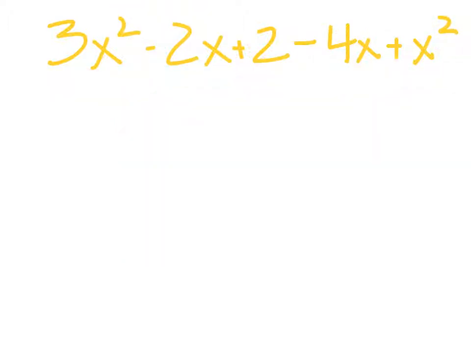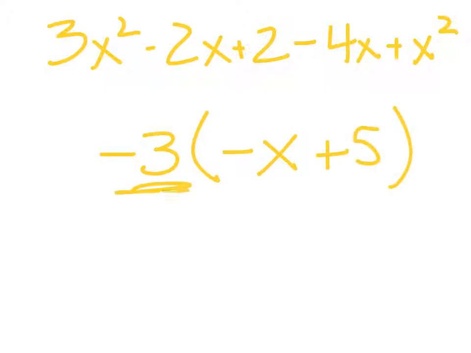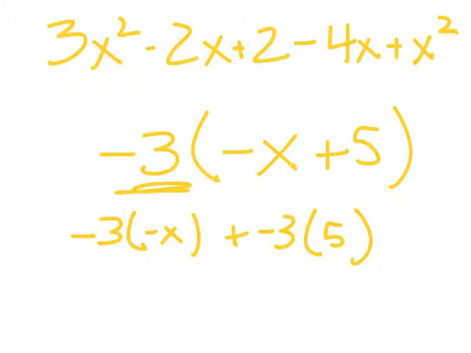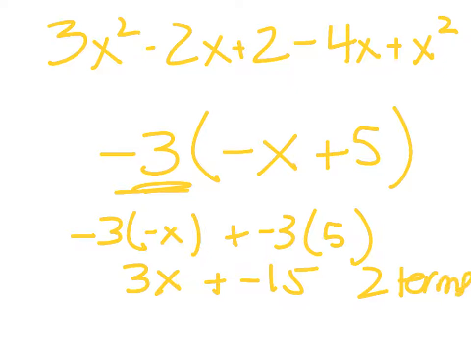Distribution is when you have to multiply everything on the outside of a parentheses by everything inside. So in this case, the negative 3 is going to be multiplied by the opposite of x. And then the negative 3 is going to be multiplied by 5. Right now we have two terms. Negative 3 times the opposite of x is positive 3x. And negative 3 times 5 is negative 15. Two terms. Can't simplify anymore because these don't have the same exponent or variable.